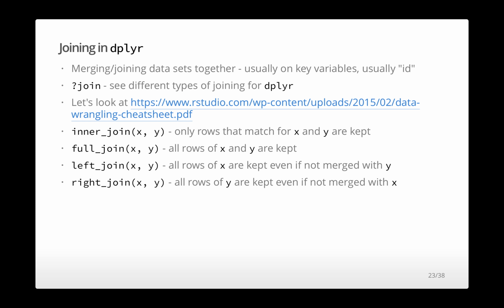Right join exists. I don't know why I tend to think of left joining in my mind. I guess this is maybe a remnant of the Stata thing where you have a data set and then you have a using data set come in. But the idea is right join is the same operation. It's just saying now if you put x and y, keep everything in y, all the rows of y, even if they're not merged with x. Right? So it's the same operation as left join, just the order of the arguments is different.